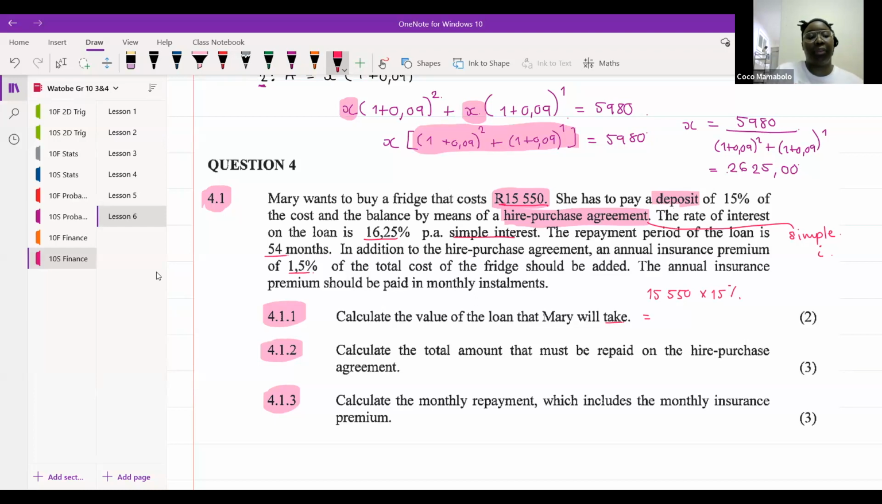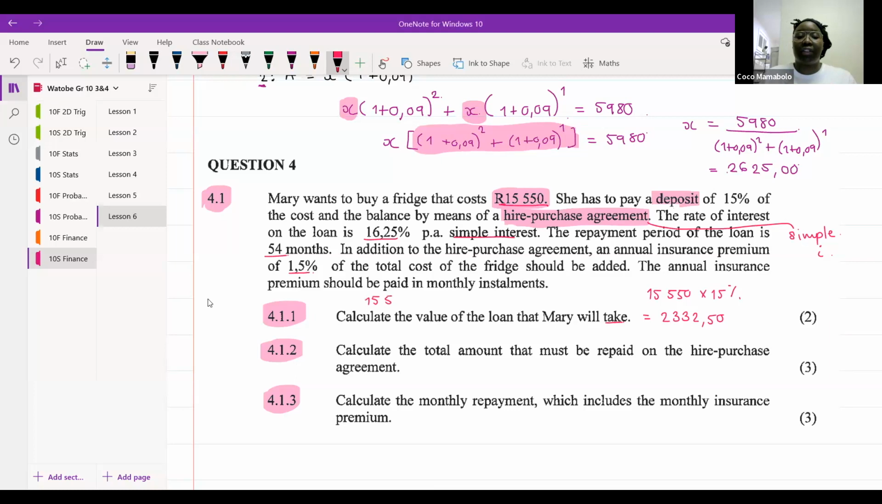Anybody got an answer for me? Good, yes, correct. 2,332.0. Good, but that's the loan amount, right? That's how much she's already paid. So what we need to do is take that and subtract it from the actual amount that we have for the loan, right?